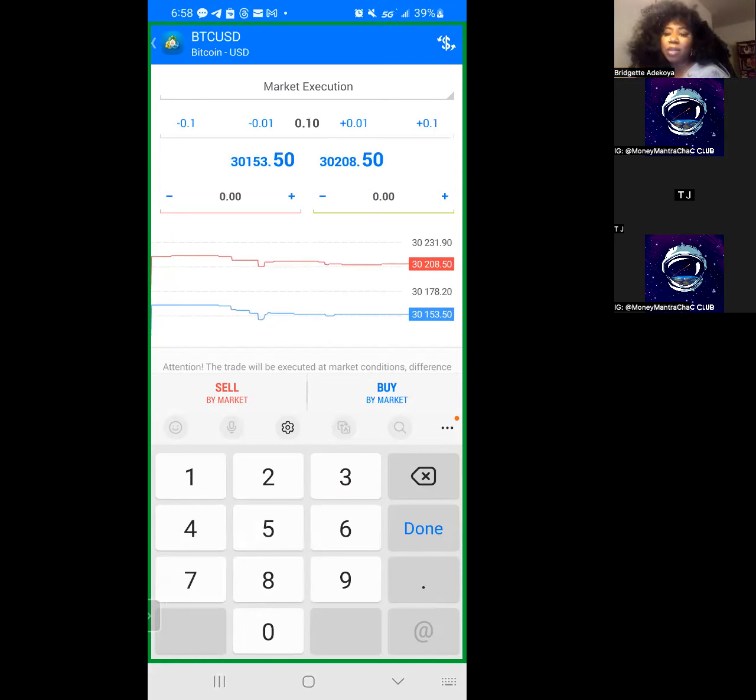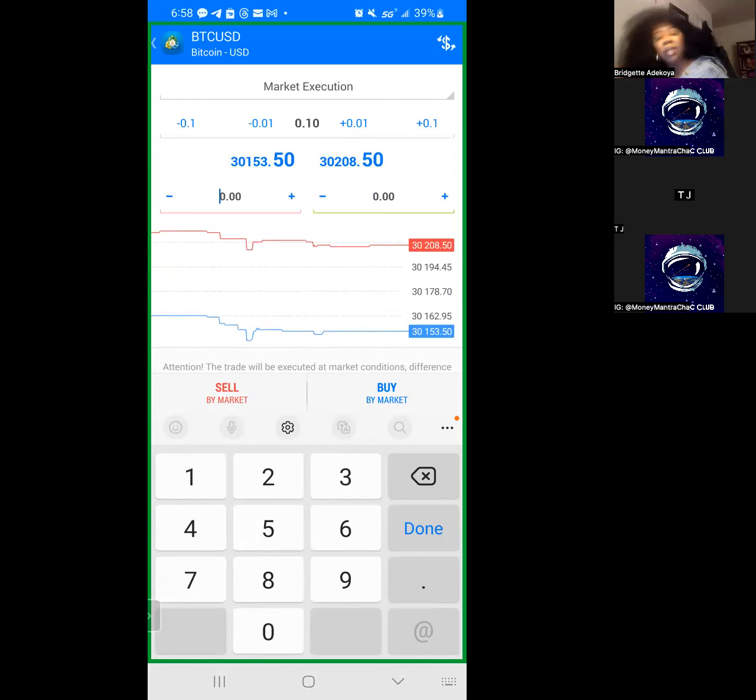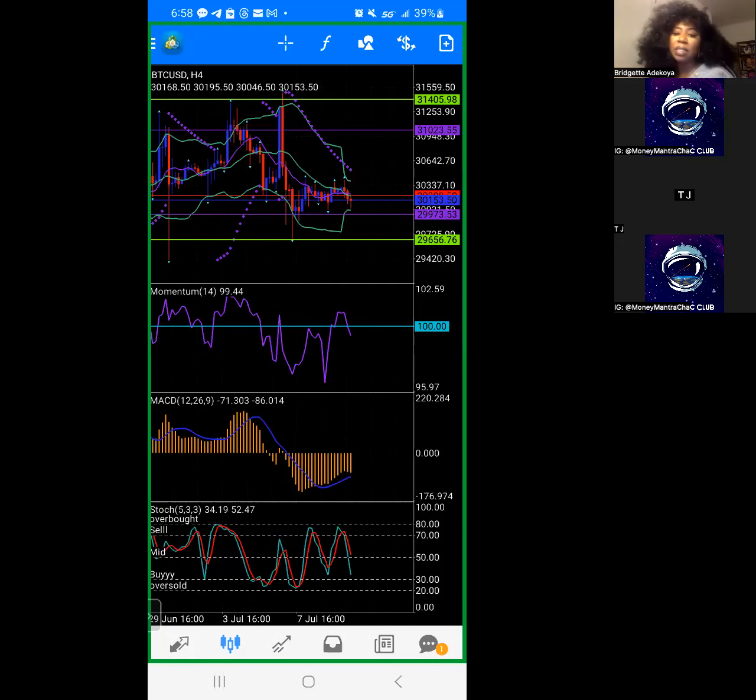But typically, like I said, I'll get in with market execution and then go back and put in my stop loss and my TP. For me, with the strategy I was using, if I'm buying, I'm going to set my TP at the next support line or area that I've identified.